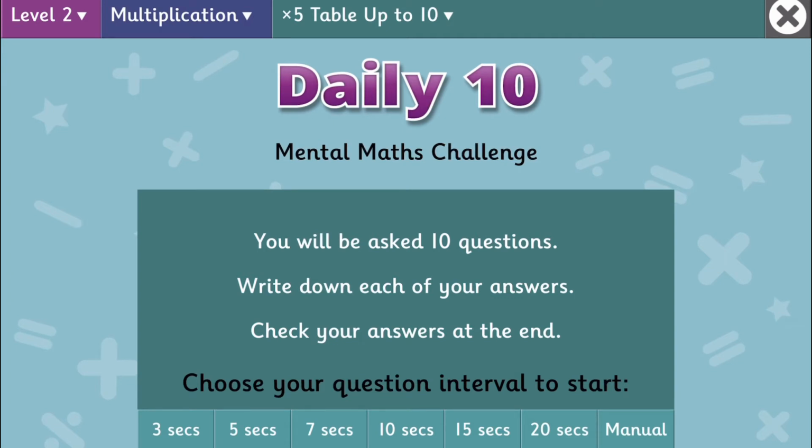To start our lesson today, Year 2, we're going to play Daily 10, which is a mental maths challenge. Now, we have played this game many times at school before, and you know what we need to do. So grab your piece of paper or your whiteboard and write the numbers 1 to 10 down, ready for the Daily 10 to begin. Now, I think we'll have today a 20-second interval, which means you will get 20 seconds to answer the questions. You've got to be really quick and snappy.